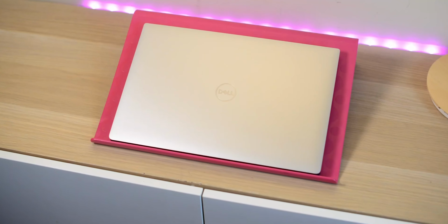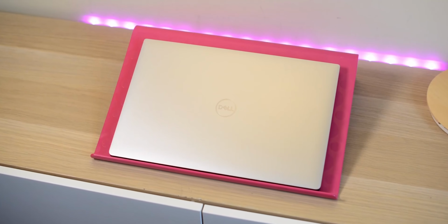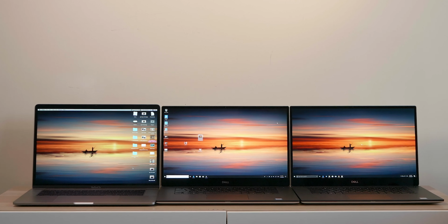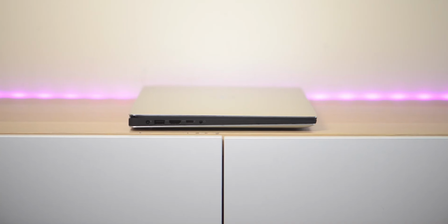Now, today I'm going to talk about the 2020 XPS 15, the next XPS 15 that should be out very soon, within the first quarter.